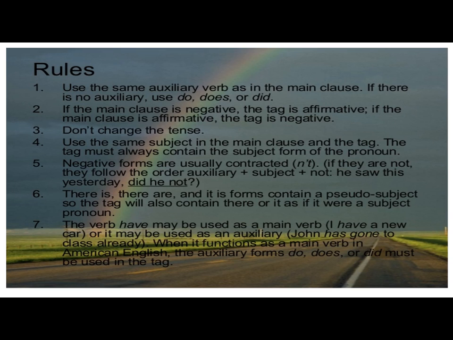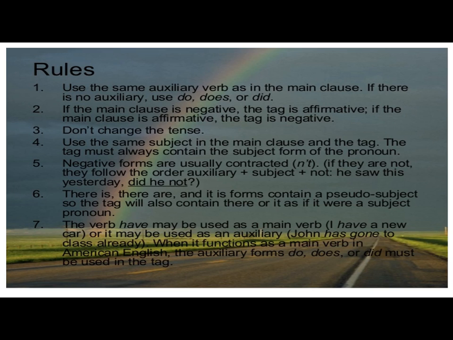Some of the rules given here for the question tags. Use the same auxiliary verb as in the main clause. If there is no auxiliary, use do, does or did. If the main clause is negative, the tag is affirmative. If the main clause is affirmative, the tag is negative. Don't change the tenses. Use the same subject in the main clause and the tag. The tag must always contain the subject form of the pronoun. Negative forms are usually contracted. If they are not, they follow the order auxiliary plus subject plus not.